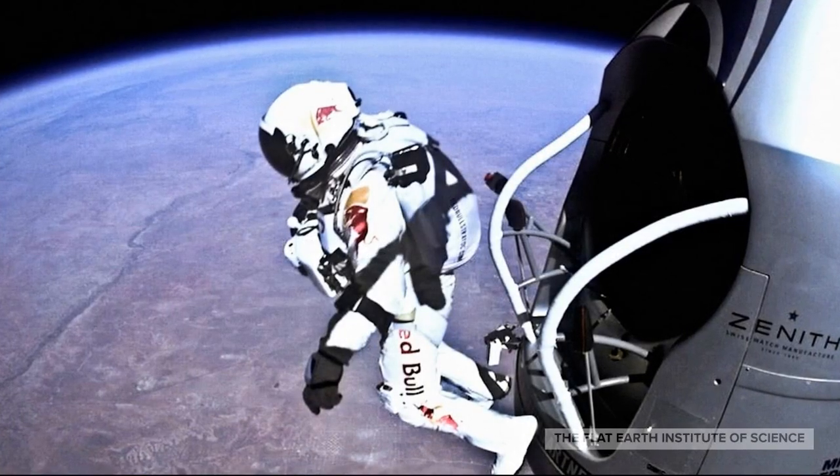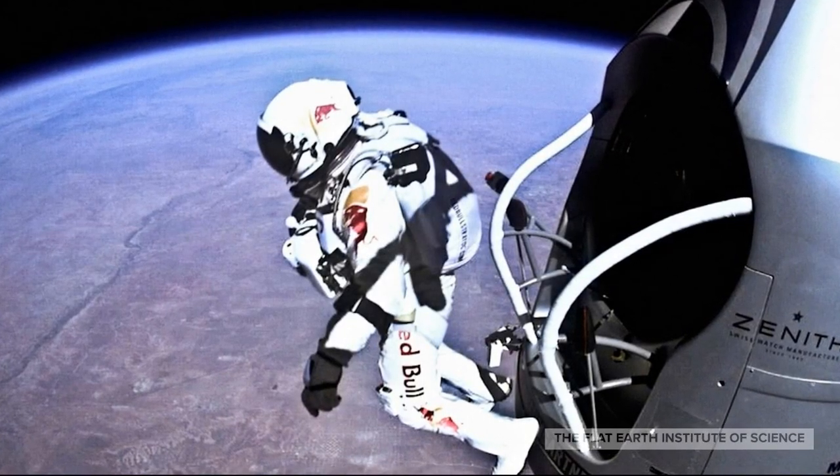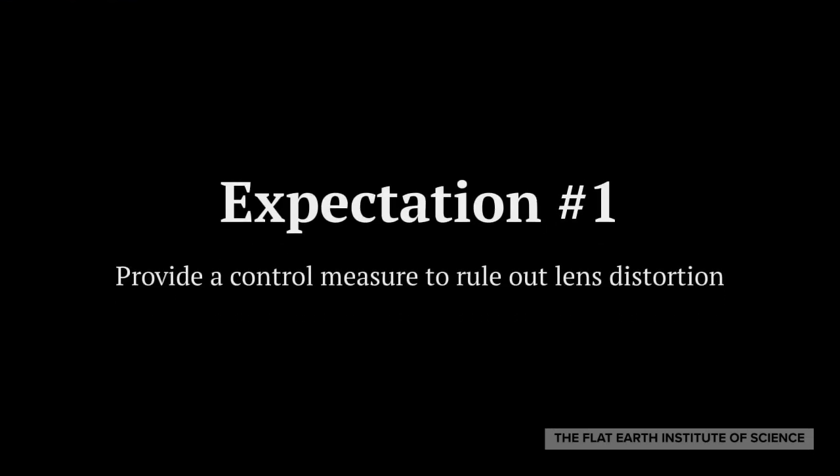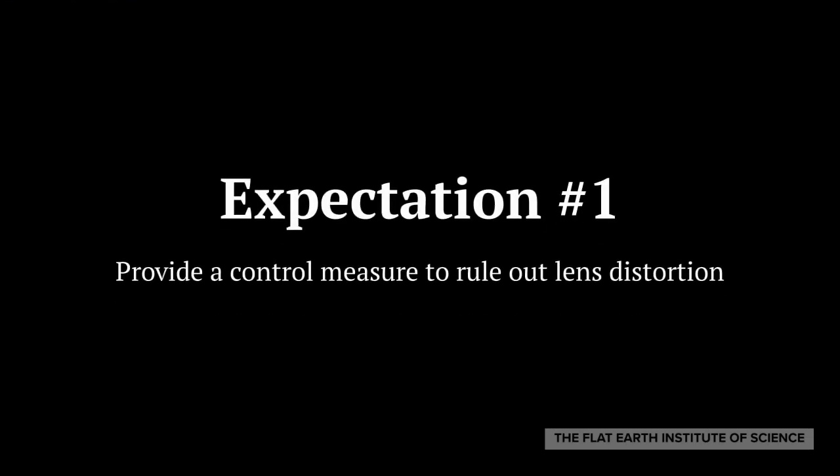Oh boy. Every good hypothesis should have disconfirming evidence, a means whereby it can be proven wrong. So with that being the case, if you want to prove the curvature on the horizon is caused by the curvature of the Earth, and prove our hypothesis wrong, there are some expectations that you need to meet. First, if you're going to show us curvature in a photo, you need a control measure to rule out the lens distortion. We can call that expectation number 1.